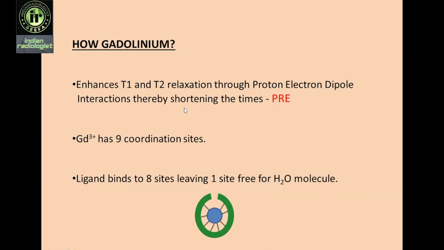So you might wonder why T2 relaxation also occurs. That is a different mechanism that we are not going to discuss here. It depends upon the concentration of the gadolinium. In lower concentrations, the T1 relaxation effect dominates, and in higher concentrations, the T2 relaxation effect dominates.